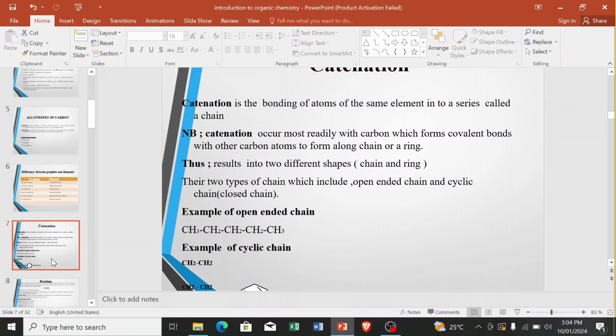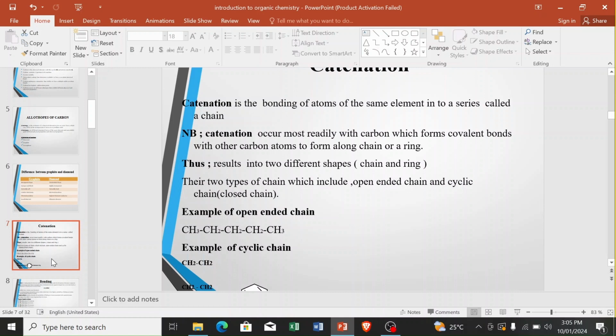So we say that carbon can bond to itself to form a ring. It can bond to itself to form a chain. When it bonds to itself to form a chain, it can either have branches on the chain, or the chain can be a long chain without branches. So it can either have branches or be open without any branch. We are going to deal more on that.